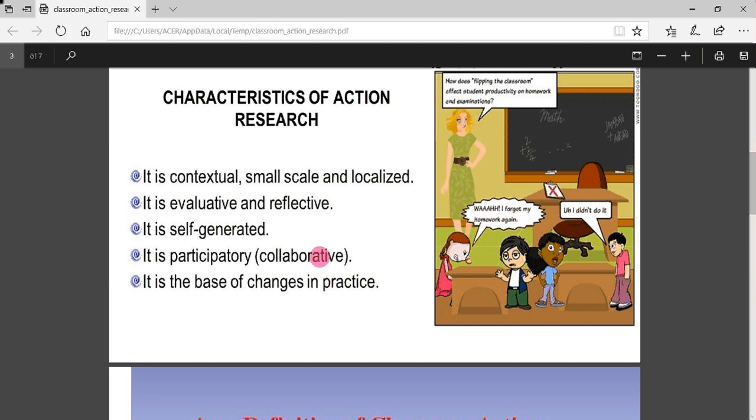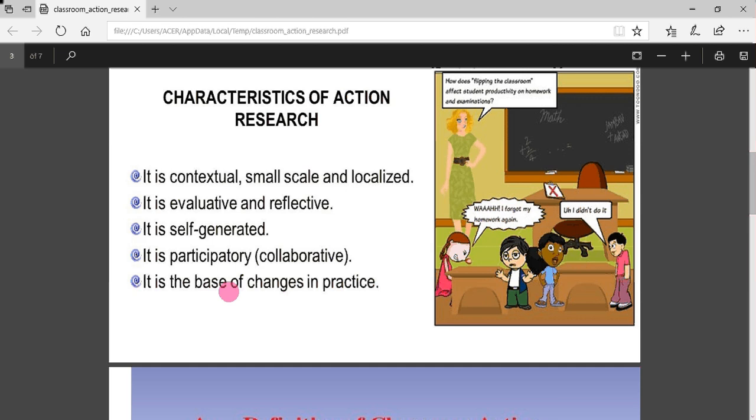And of course, the final characteristic is that this is the base of change, meaning that classroom action research is finally aimed at improving the quality of your practices as teachers. All right.